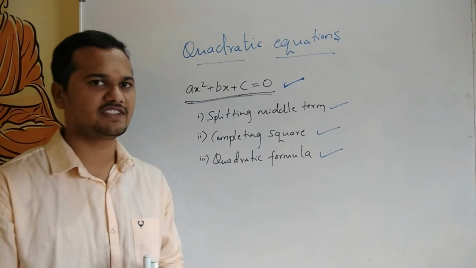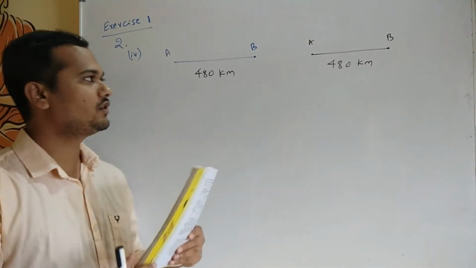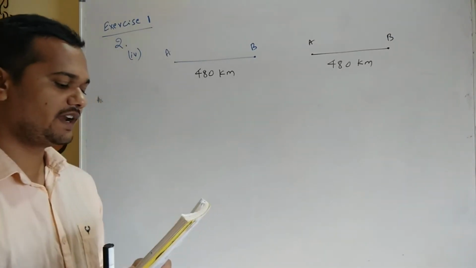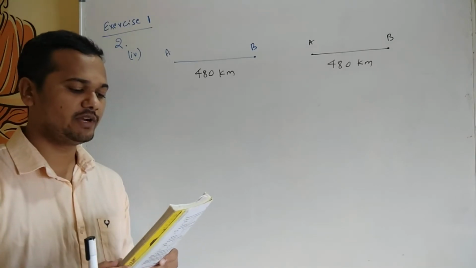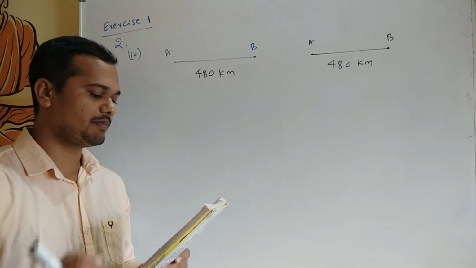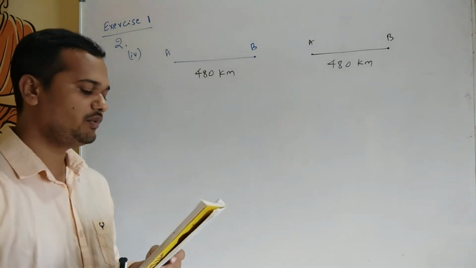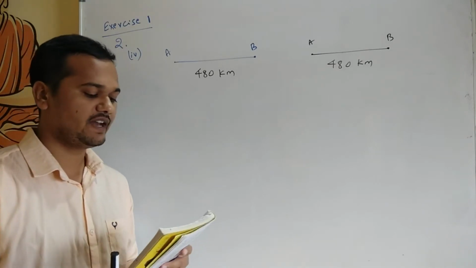Let's see how to solve. We'll start from our first exercise, so let's solve the fourth question from the second exercise. I will just read out the question. A train travels a distance of 480 km at a uniform speed. If the speed had been 8 km per hour less, then it would have taken 3 hours more to cover the same distance. We need to find the speed of the train.